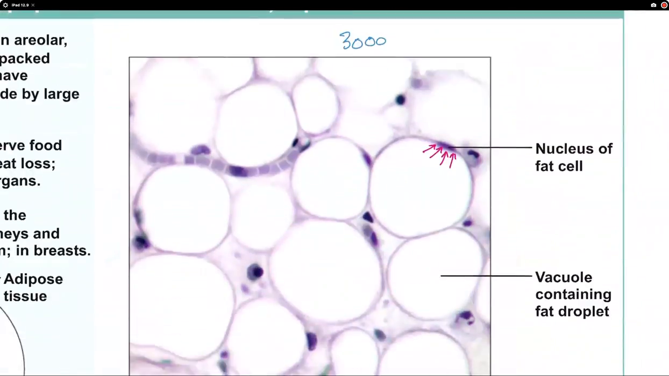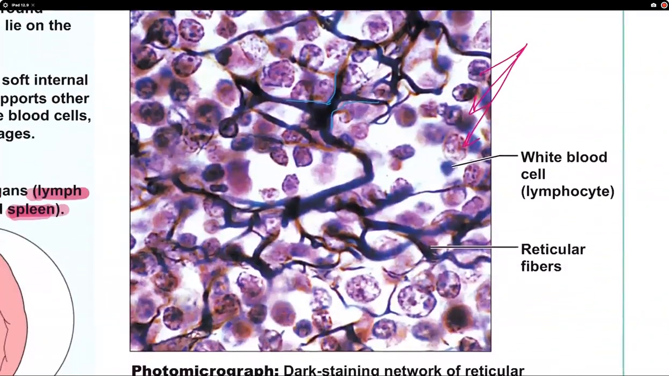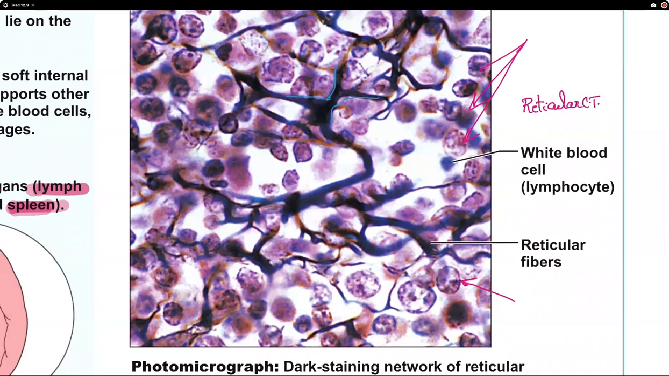If we're looking on here, I see those short branching fibers and a huge number of blood cells scattered around those fibers. This is going to be my reticular connective tissue. And this reticular connective tissue is going to be present again in my lymphoid organs.